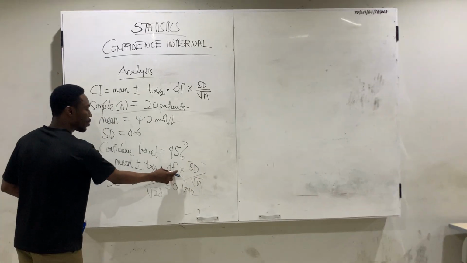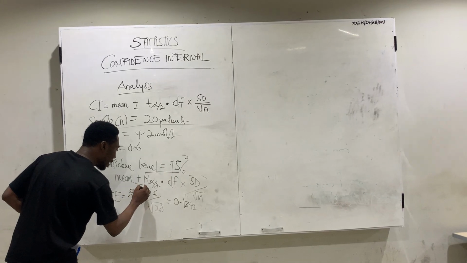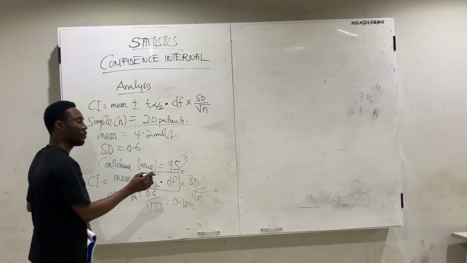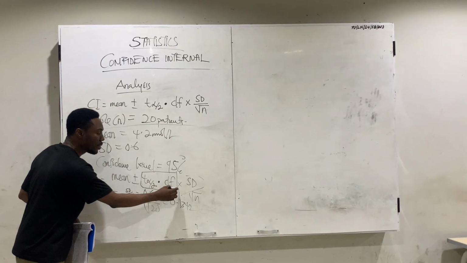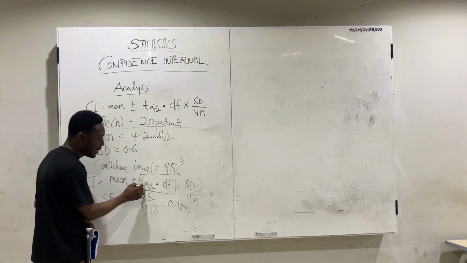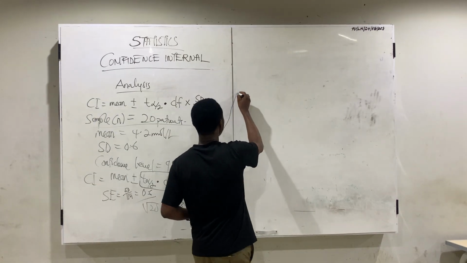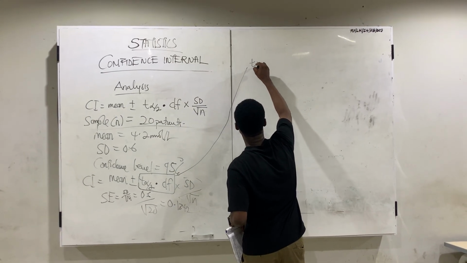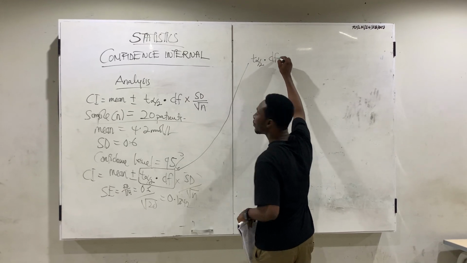When you finish, calculate the df. Okay, or let's take this part of the formula. If you remember, when we were looking at the components of the formula, I told you this part of the formula, we call it the t value: the t alpha over 2 by df. So let's bring it here.